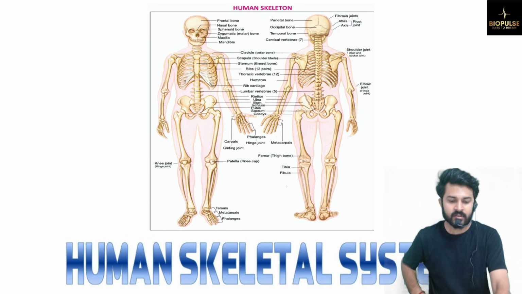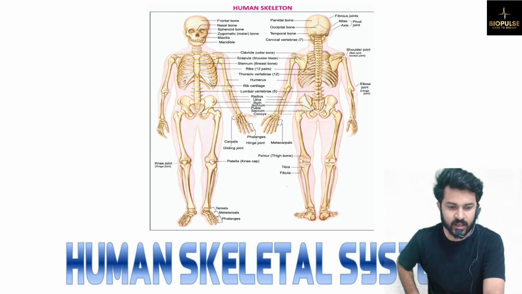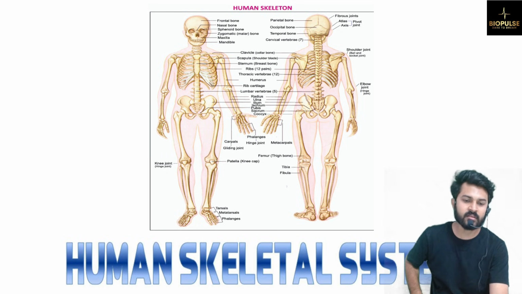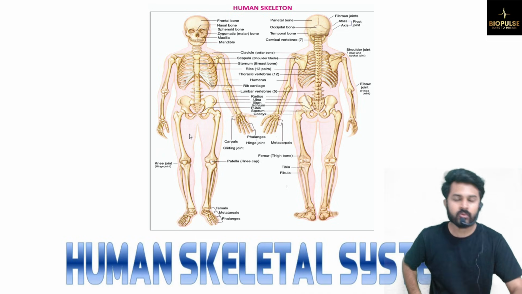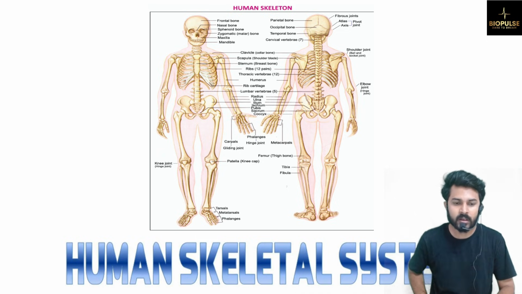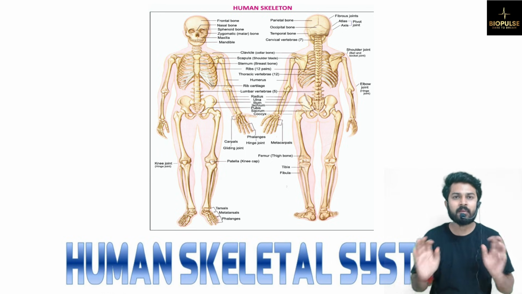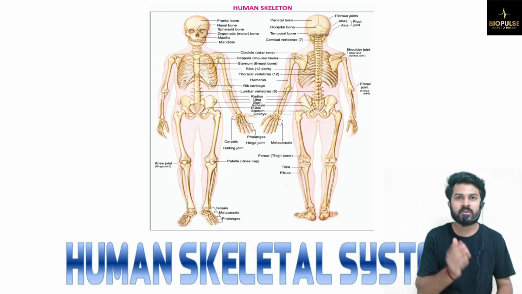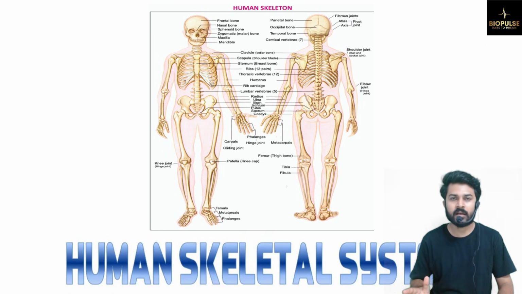Okay, you can see on the screen the human skeletal system. This is a skeleton of our body. Here many bones are present in our skeleton. So today we are going to read everything about each and every bone. So in total how many bones are there? What are the bones present in which place? Everything I am going to tell you in detail.